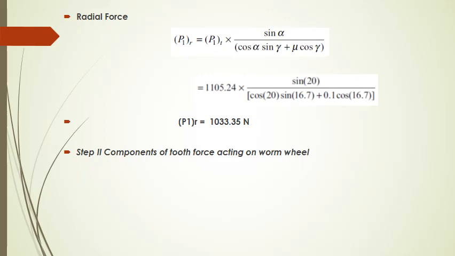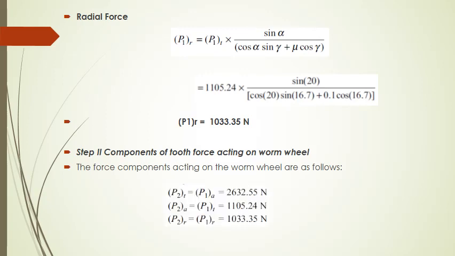Step 2, components of tooth force acting on worm wheel. The force components acting on the worm wheel are as follows. P2T is equal to P1A is equal to 2632.55 Newton. P2A is equal to P1T is equal to 1105.24 Newton. P2R is equal to P1R is equal to 1033.35 Newton.